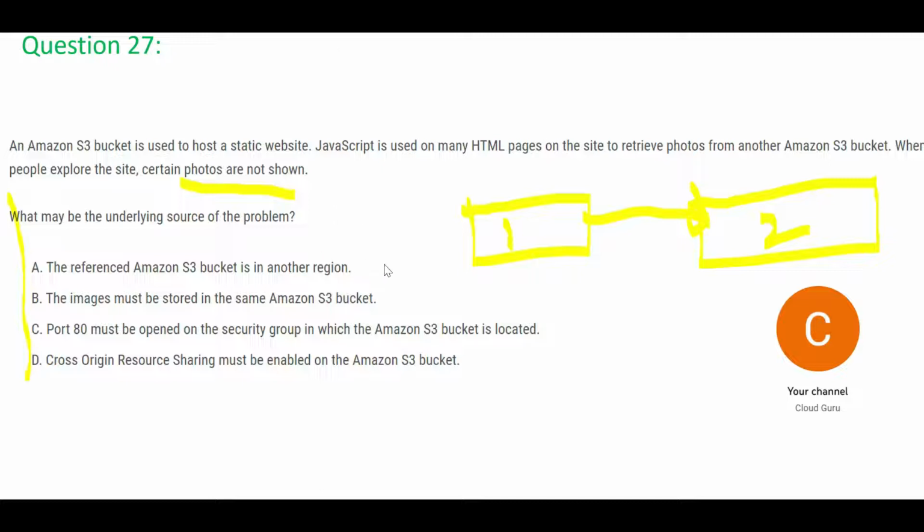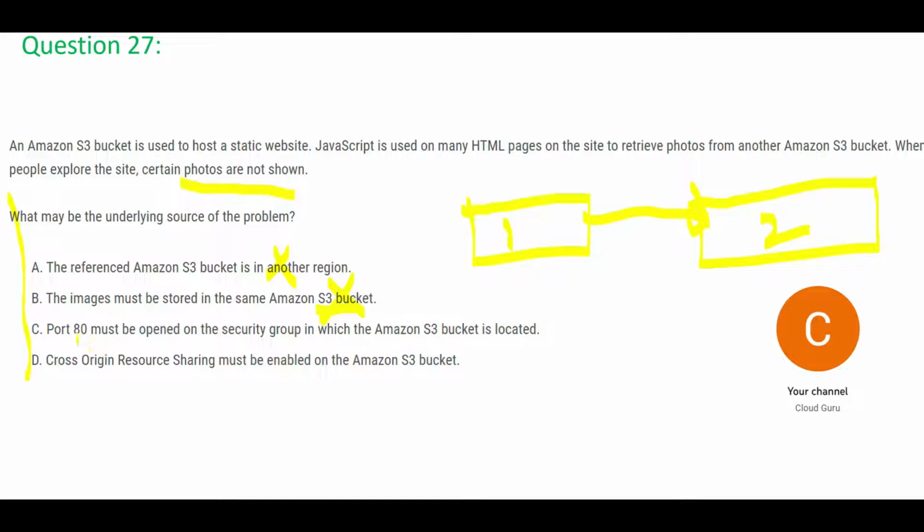Since the question doesn't talk about multi-region, I would strike out this option. So this is incorrect for me at this point in time. Let's see option B. It says the images must be stored in the same S3 bucket. There is no thumb rule similar to this. You can have multiple S3 buckets and you can store various images in multiple buckets. So this is for sure incorrect.